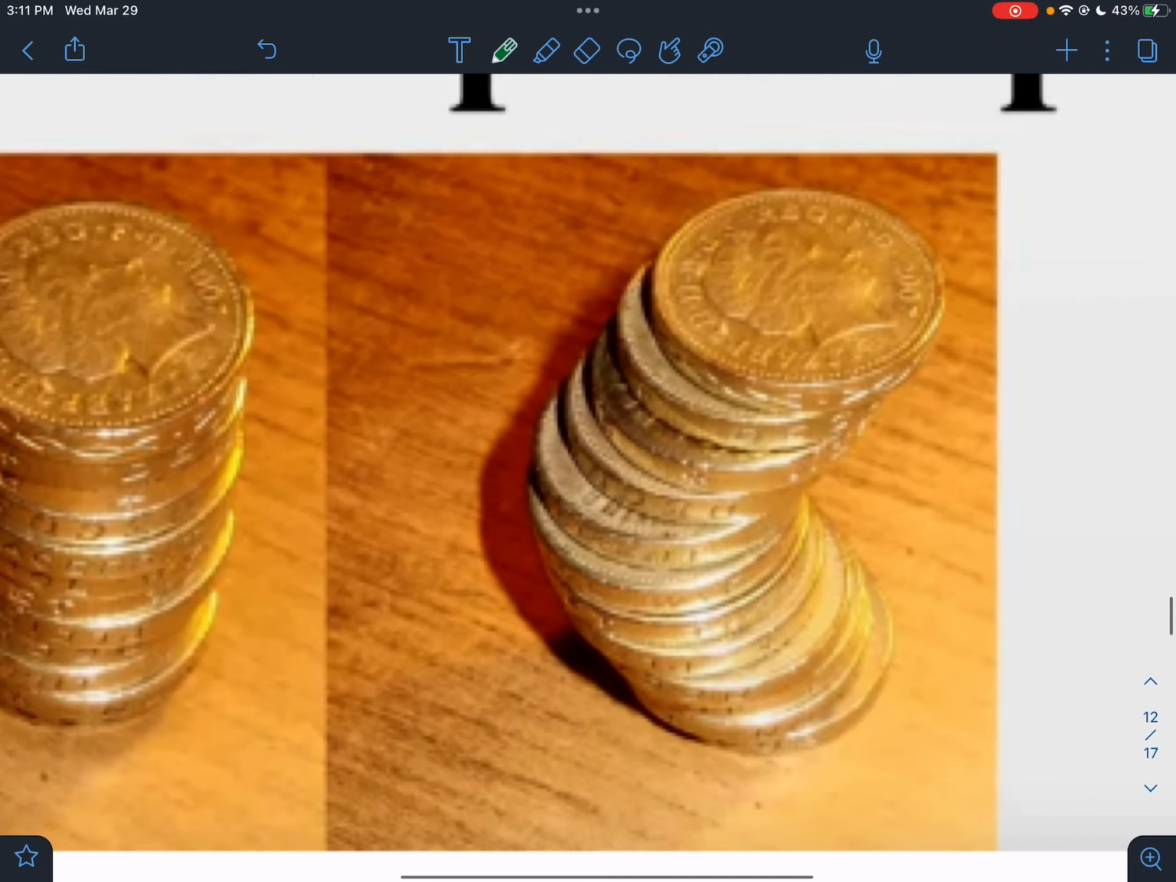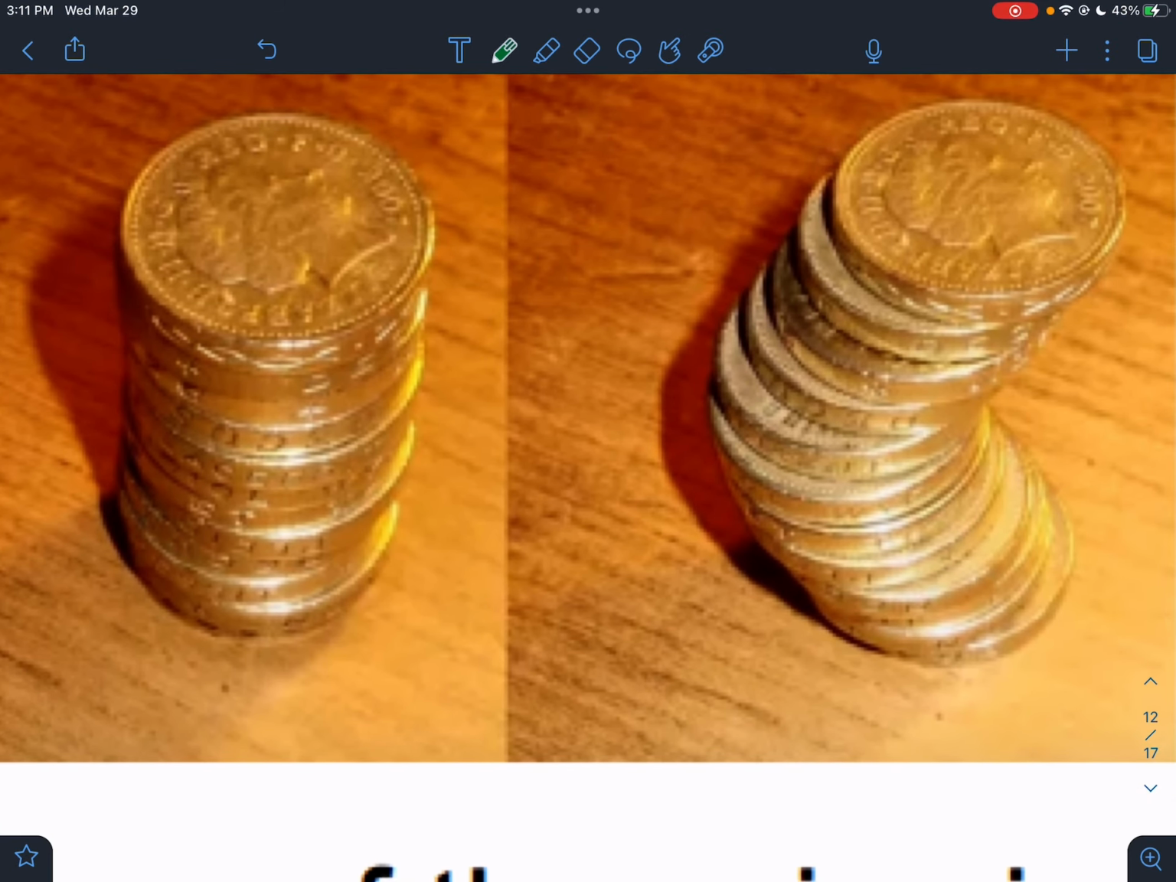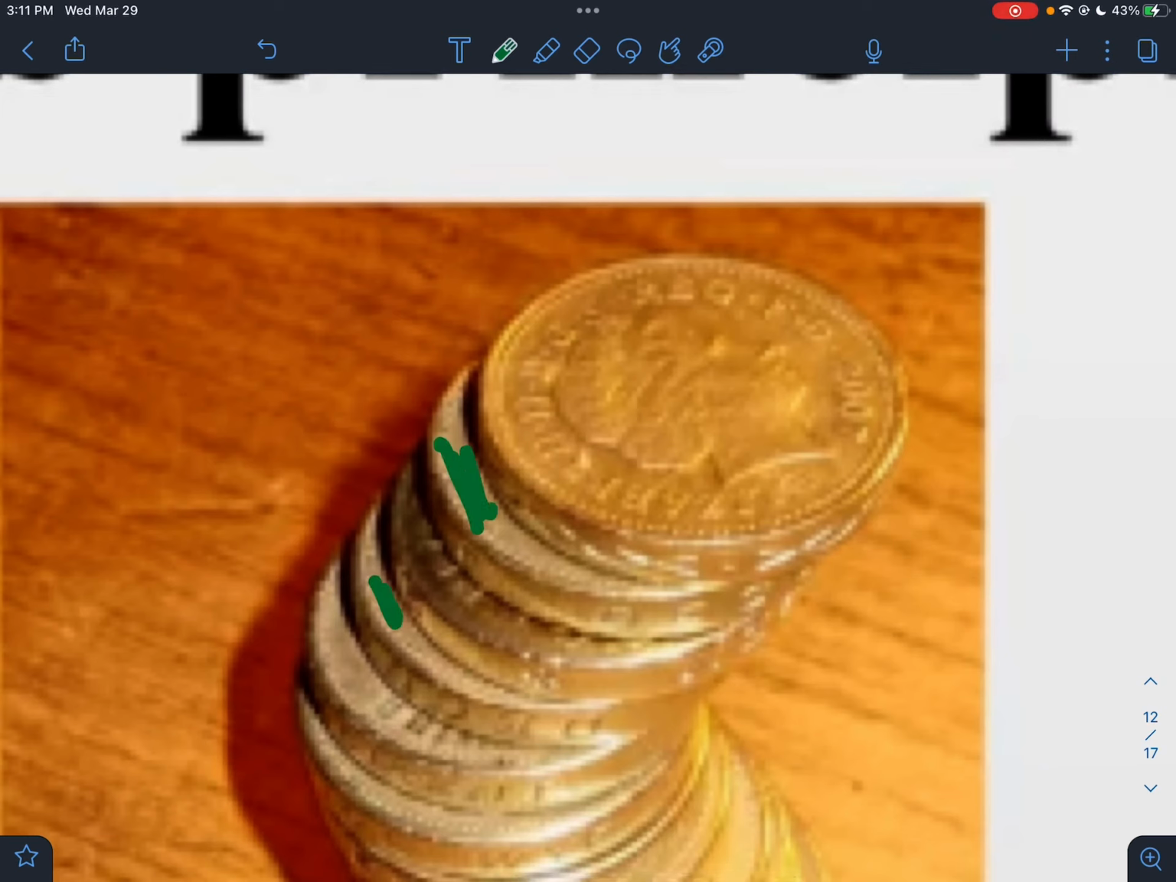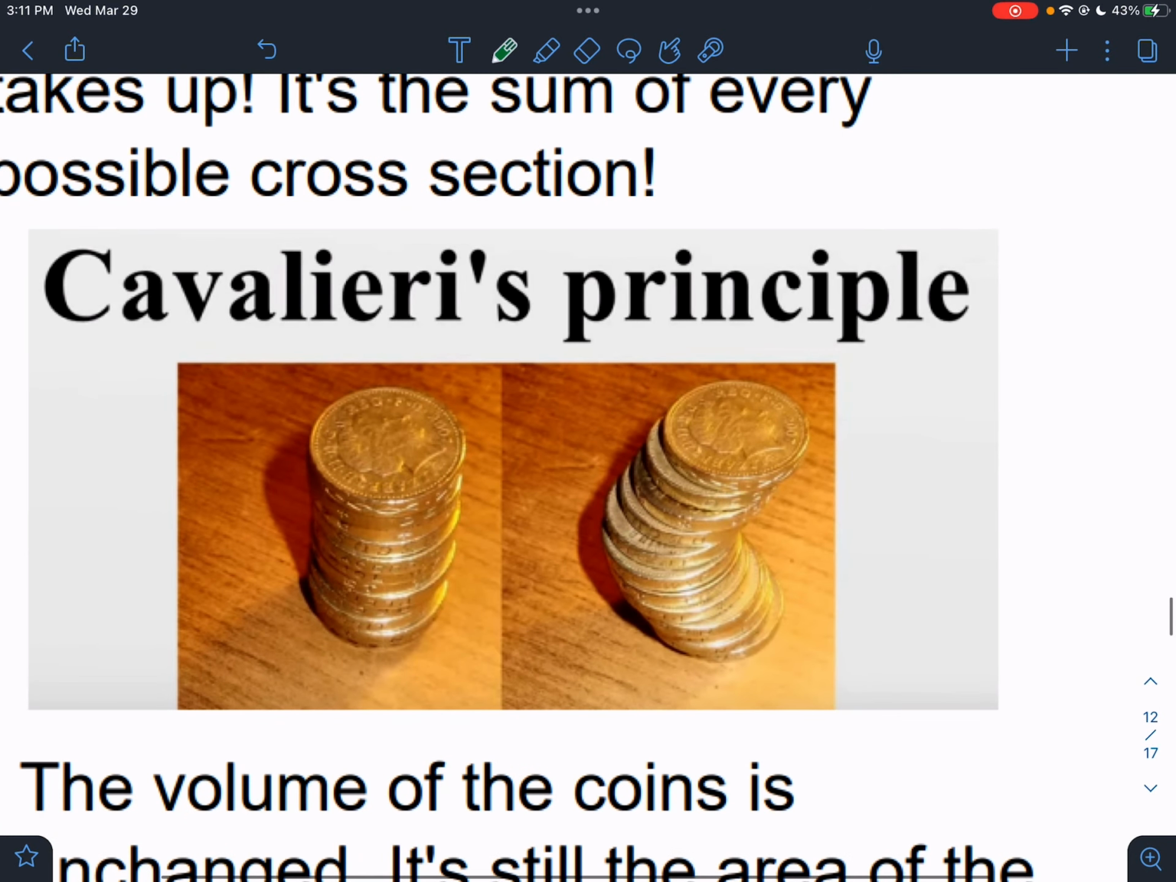All right, I want you to look at these two stacks of coins. Think about the volume, not surface area. The surface area is definitely going to be different, and we're not going to calculate that. Like these little sections, do you want to account for all those little pieces? No. Not talking about that. Talking about volume. What would you know about the volume of the two stacks?